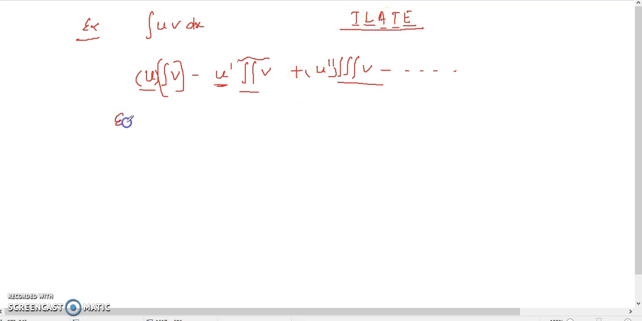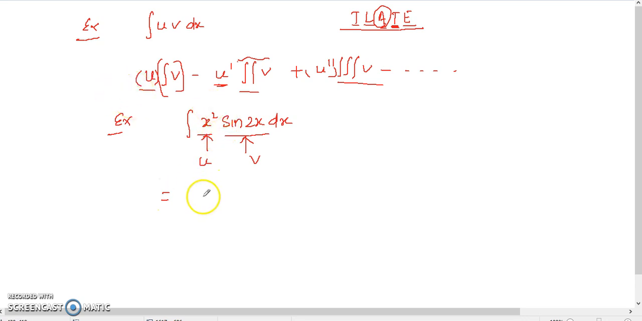Consider the example I have taken here: integral of x square sine of 2x dx. Here x square is an algebraic function and sine 2x is a trigonometric function. So algebraic comes first, then trigonometric. So you consider x square as u and sine 2x as v. So we can find it like that.